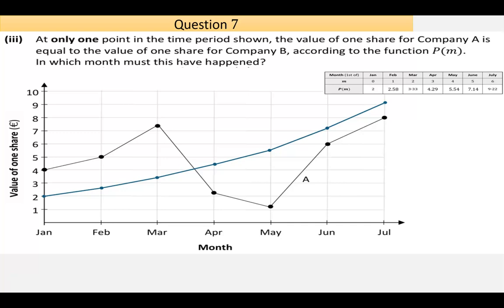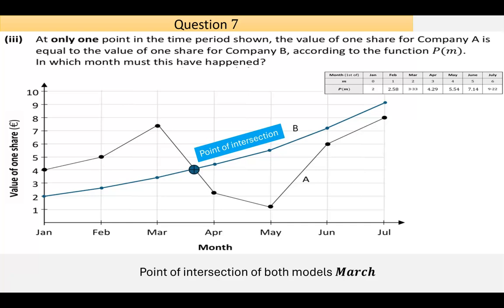Now, if you had both models, you could use simultaneous equations, but that would be fairly long-winded because they're fairly non-standard functions. But a much easier way is to just identify that the point of intersection is where the 2 lines or the 2 functions meet. Once we can observe that, which we can, based on our graph, we can read off the answer, and they're both models are in March. So the share price becomes equal in March.